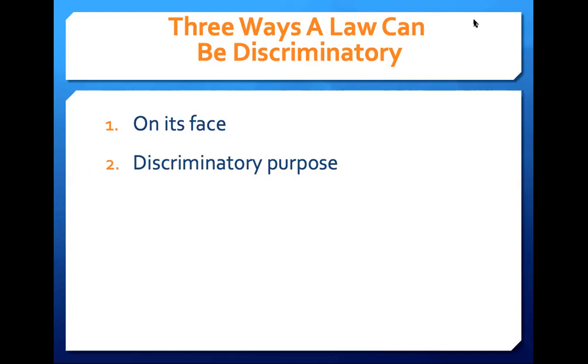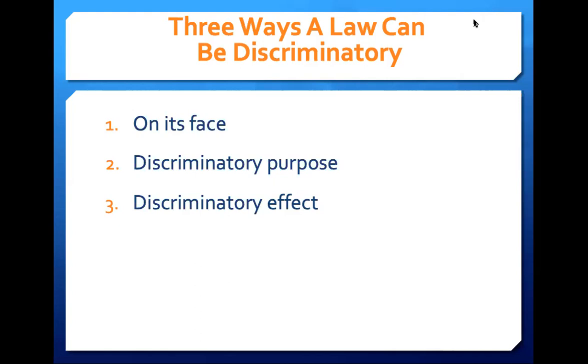A law can also be found to be discriminatory if the court concludes that it has a discriminatory effect. So, neutral on the face of the law, but the way the law plays out, the effects that it has on the businesses or people in state versus the effect it tends to have on people or businesses out of state tends to be discriminatory, then we will also consider this to be a discriminatory law.